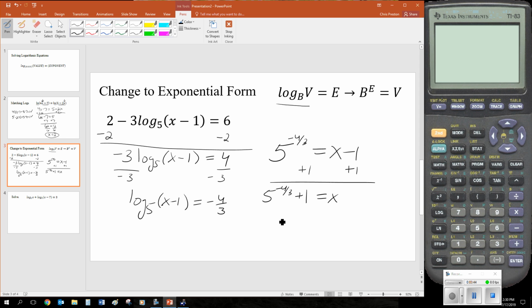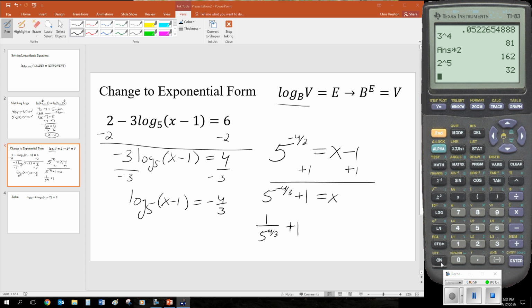You could change that to 1 over 5 to the 4/3 if you wanted to. Though this 5 to the negative 4/3 plus 1 would be good enough if you needed to put it in your calculator and get a decimal approximation. 5 to the negative 4 divided by 3, close that up, plus 1. And you could get that approximate value.